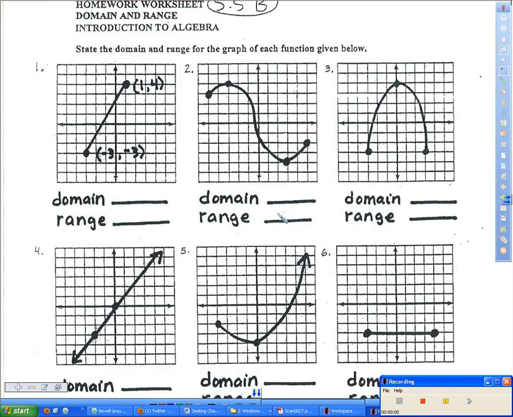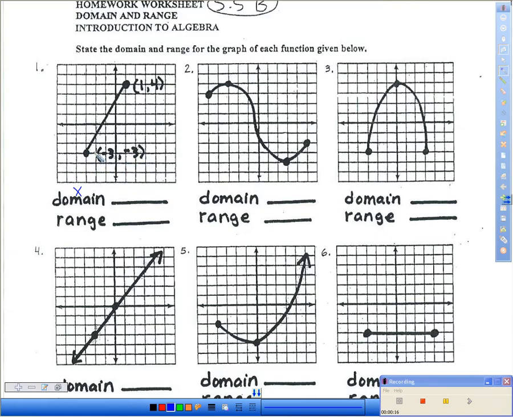Tonight's homework assignment is worksheet 5.5b that you were given in class, and today we were really focusing on identifying the domain and range of the graph of a function. So we said the domain of a function really is all of the x values that our graph touches. So the domain then is how far left and how far right the graph reaches.